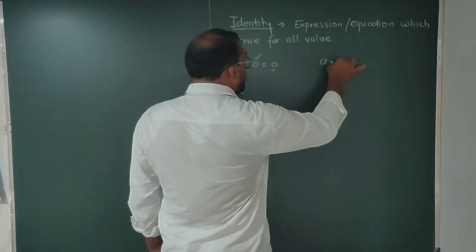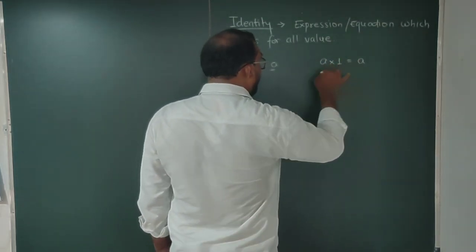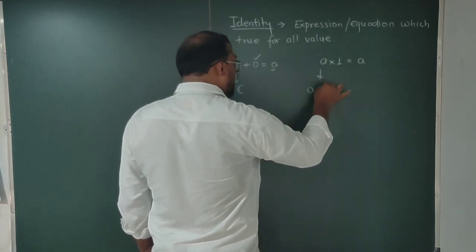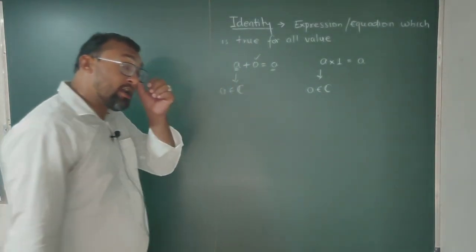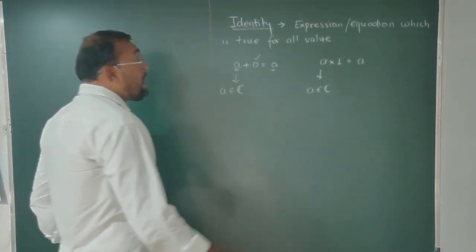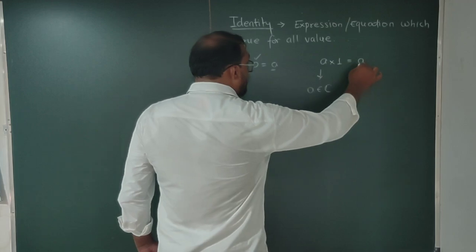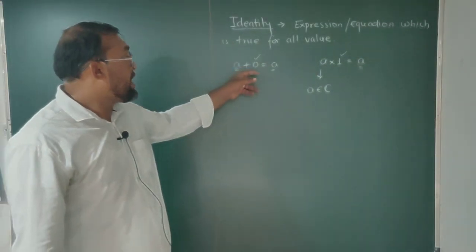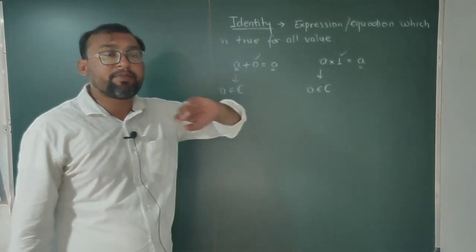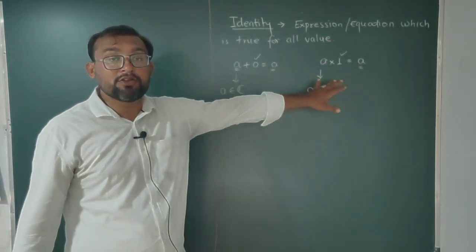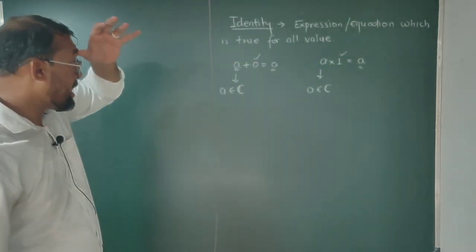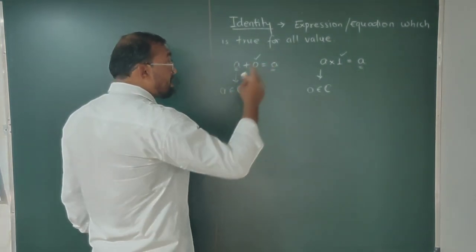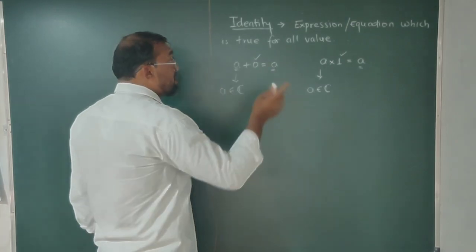Obviously, you already have seen this, a into 1 is again a. So again same relation, a can take any value in the complex plane or the real plane, but the value of a does not change after the multiplication operation. So in these both cases, 0 and 1 act as the additive identity and multiplicative identity. Similar to this, there is a concept called equation or expression, which is also called identity.